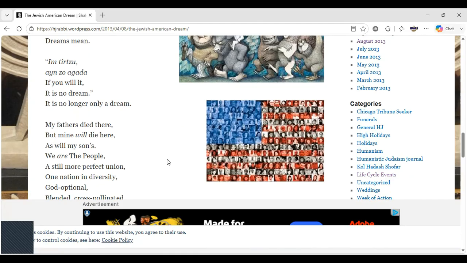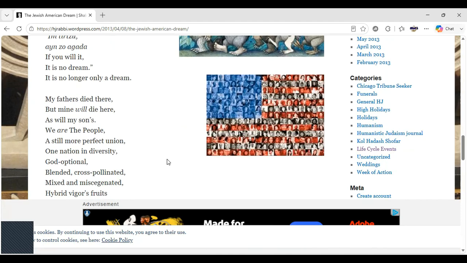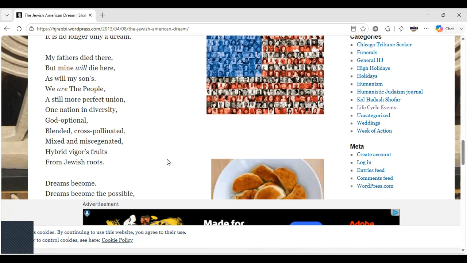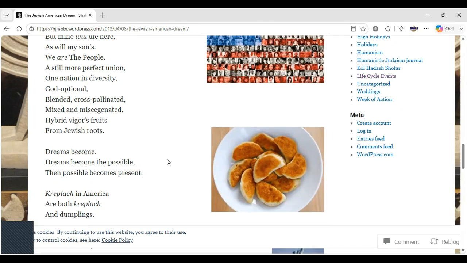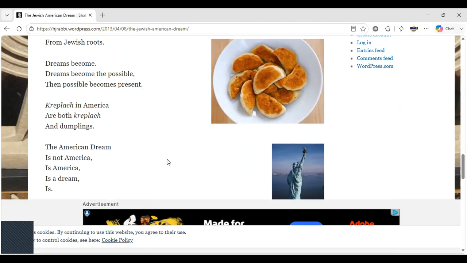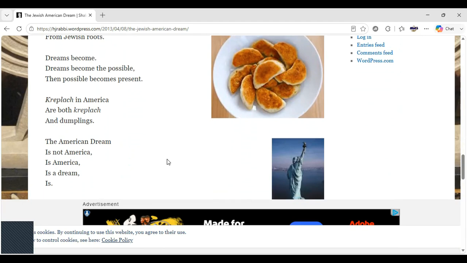We are the people, a still more perfect union, one nation in diversity, God optional, blended, cross-pollinated, mixed and miscegenated, hybrid vigors, fruits from Jewish roots. Dreams become the possible, then possible becomes present. Kreplach in America are both kreplach and dumplings. The American dream is not America, is America, is a dream, is.